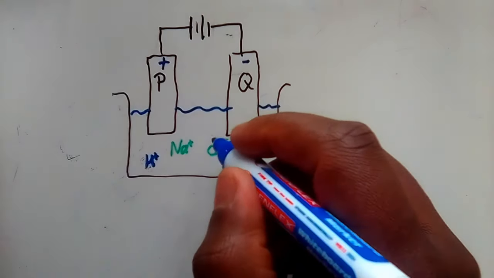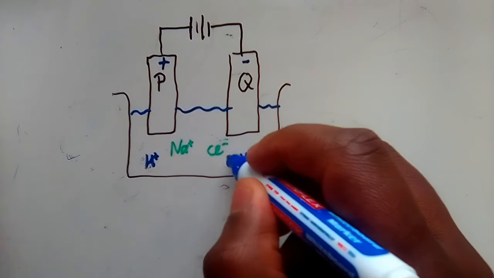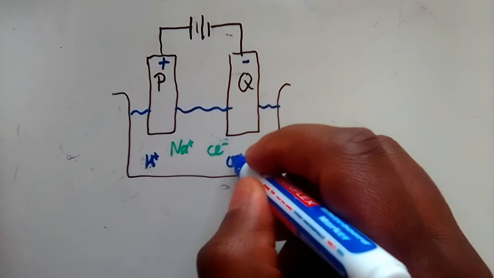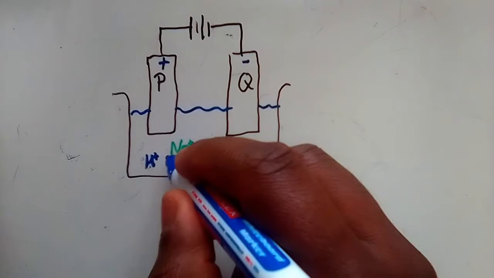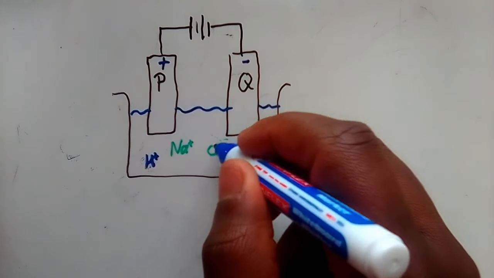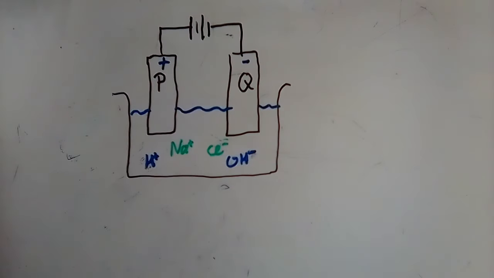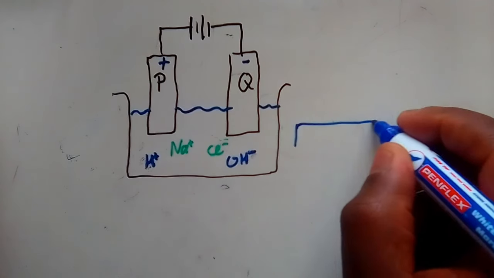So what am I trying to say here? I want you to be aware that these two will compete to be oxidized, and these two will compete to be reduced. So how do we know which one wins? Let's talk about this one first. How do we know which one wins? In your mind, there must be two groups. Halogens.